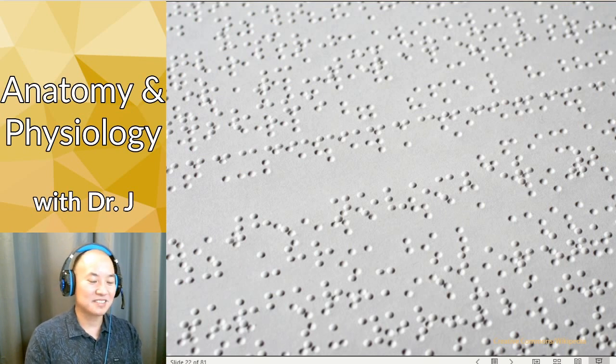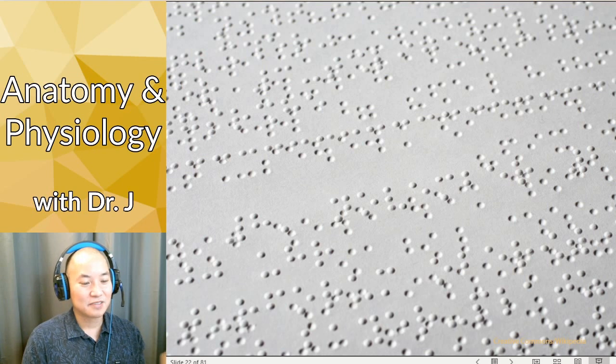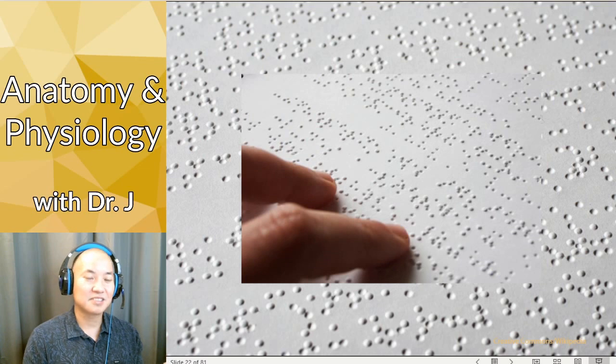But what about this? This is Braille, right? The cool thing about your skin is that it's so sensitive, it can detect these small bumps, especially for people who are visually impaired. If your skin wasn't so sensitive, people who are visually impaired or people who can read Braille wouldn't be able to do so. These bumps are really small, but your skin is so sensitive that it can actually detect the different patterns of these bumps.